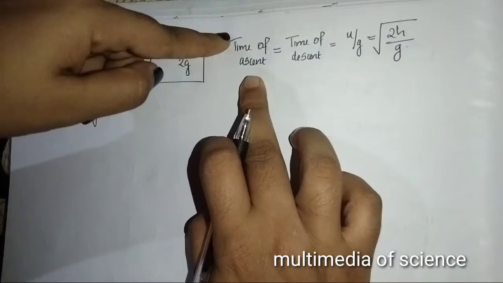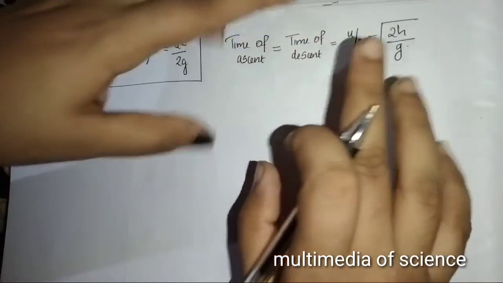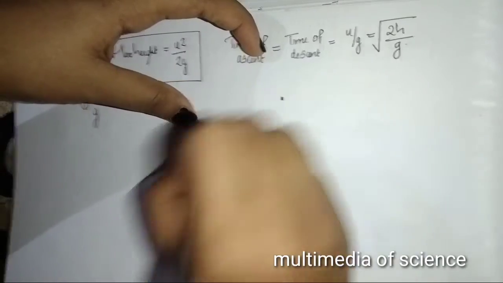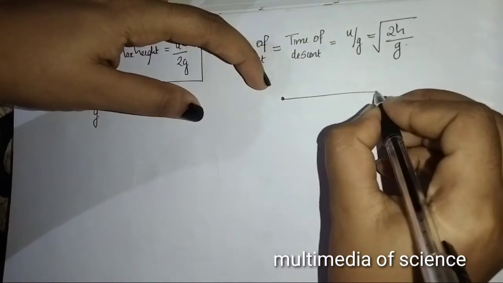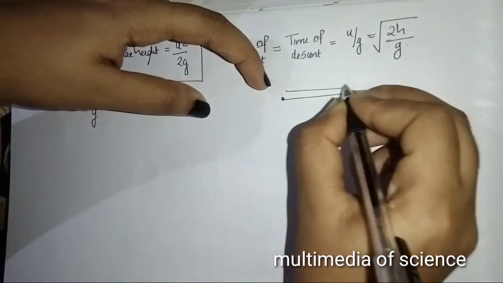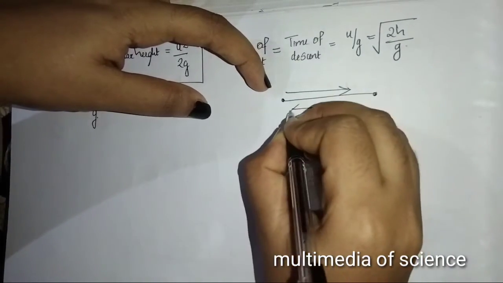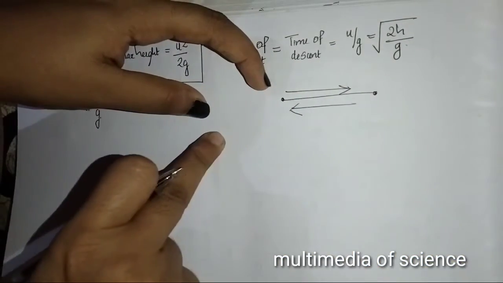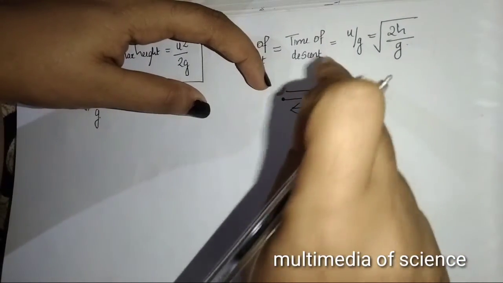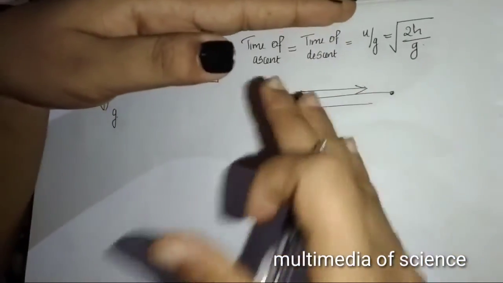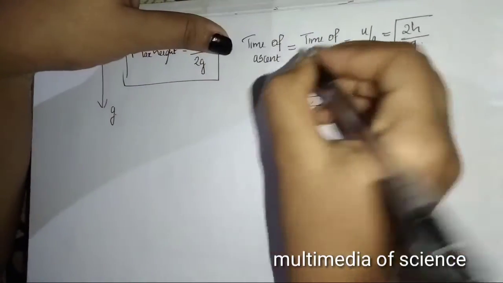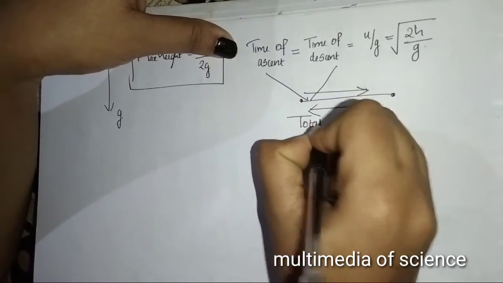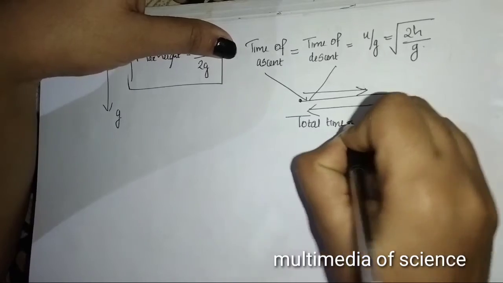So time of ascent plus time of descent, that is the total time. For example, if we start from here and we reach here, this is the time of ascent, this is the time of descent. These two combine to give the total time, and this total time is equal to what?